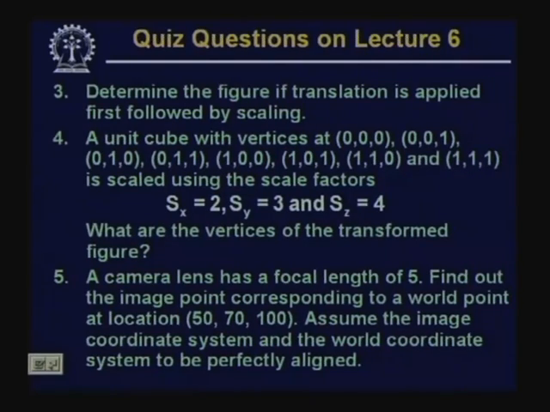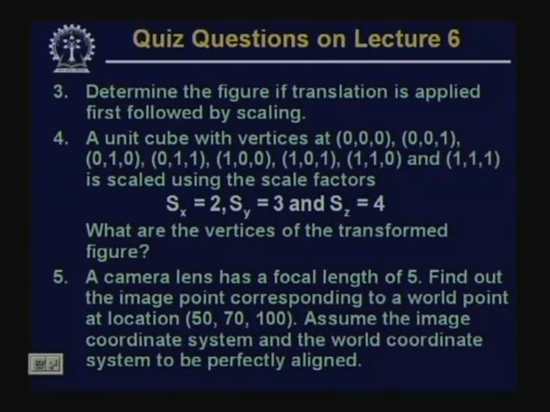Fourth question, a unit cube with vertices 0 0 0, 0 0 1, 0 1 0, 0 1 1, 1 0 0, 1 0 1, 1 1 0 and 1 1 1 is scaled using Sx equal to 2, Sy equal to 3 and Sz equal to 4. Then what are the vertices of the transformed figure?